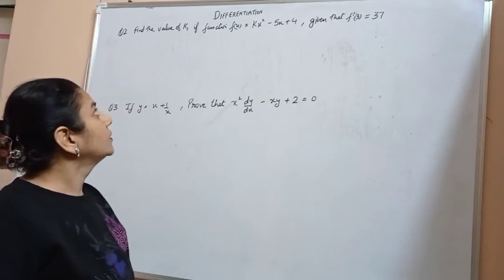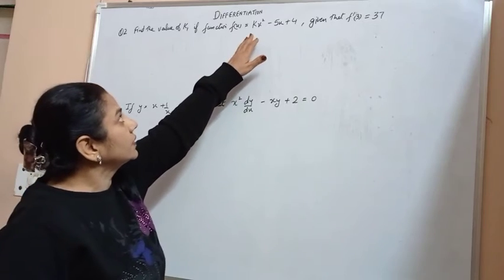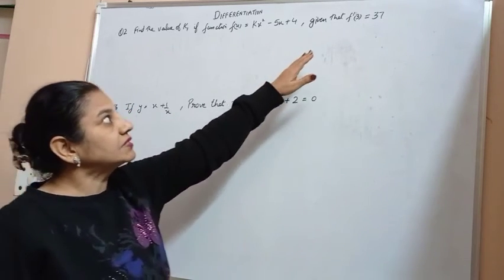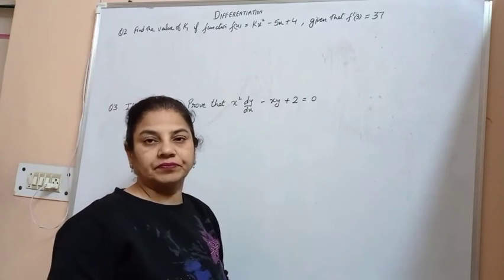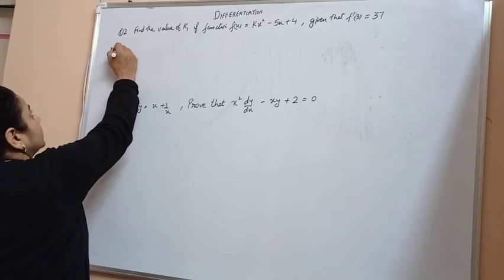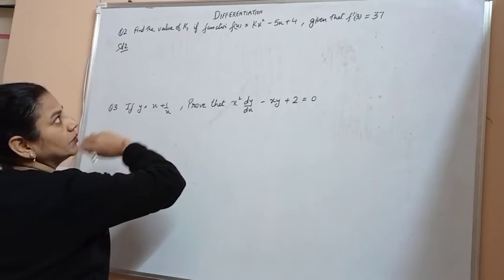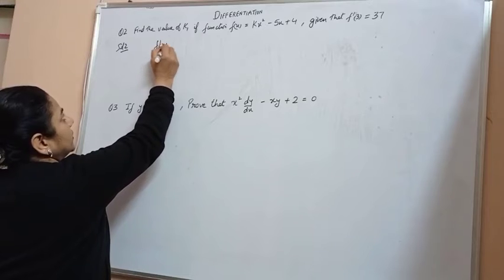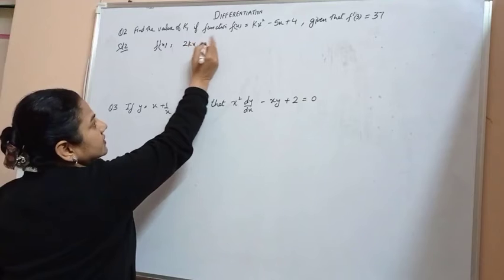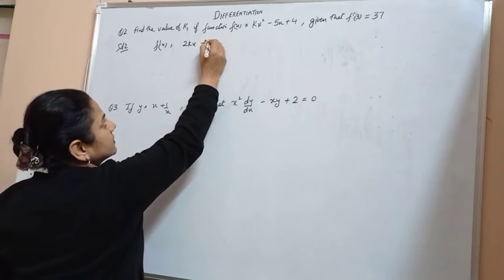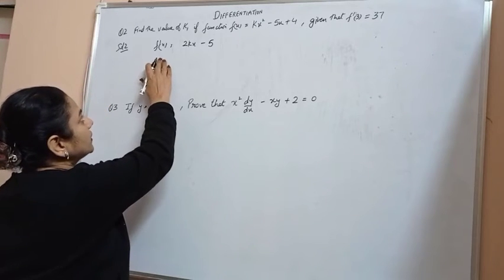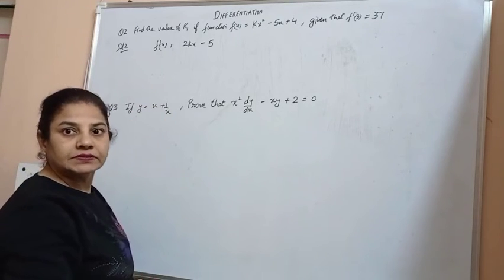Find the value of k for the function f(x) equals kx square minus 5x plus 4, given that f dash 3 is 37. First of all, we find the derivative of the given function. Since it is a polynomial function, the derivative f dash x will be 2kx, and the derivative of minus 5x is minus 5 and the constant term 4 is 0. So the derivative of the given function is 2kx minus 5.